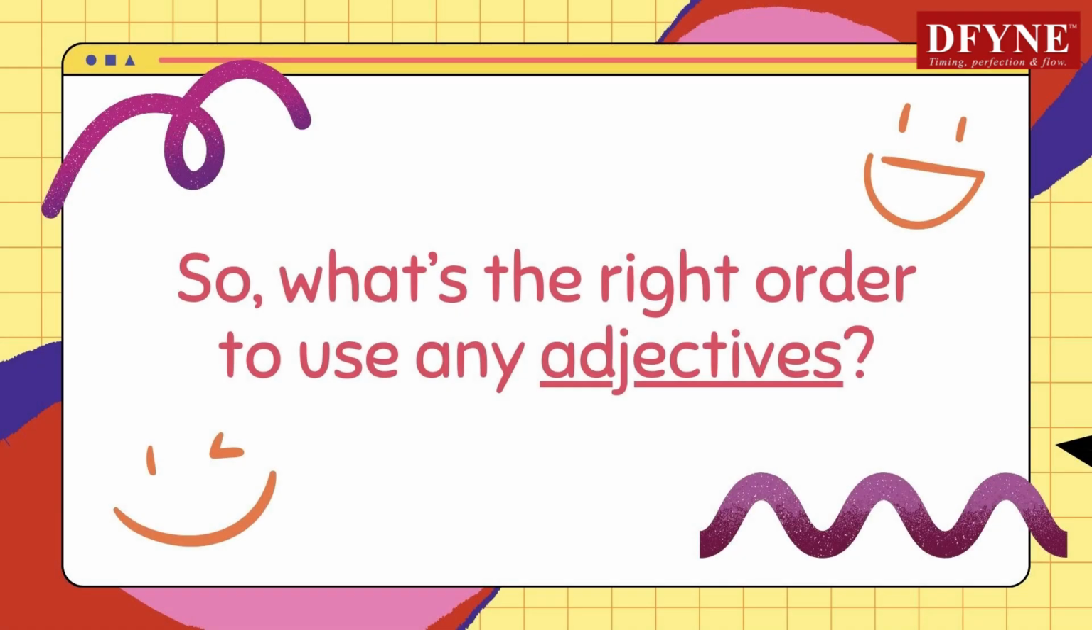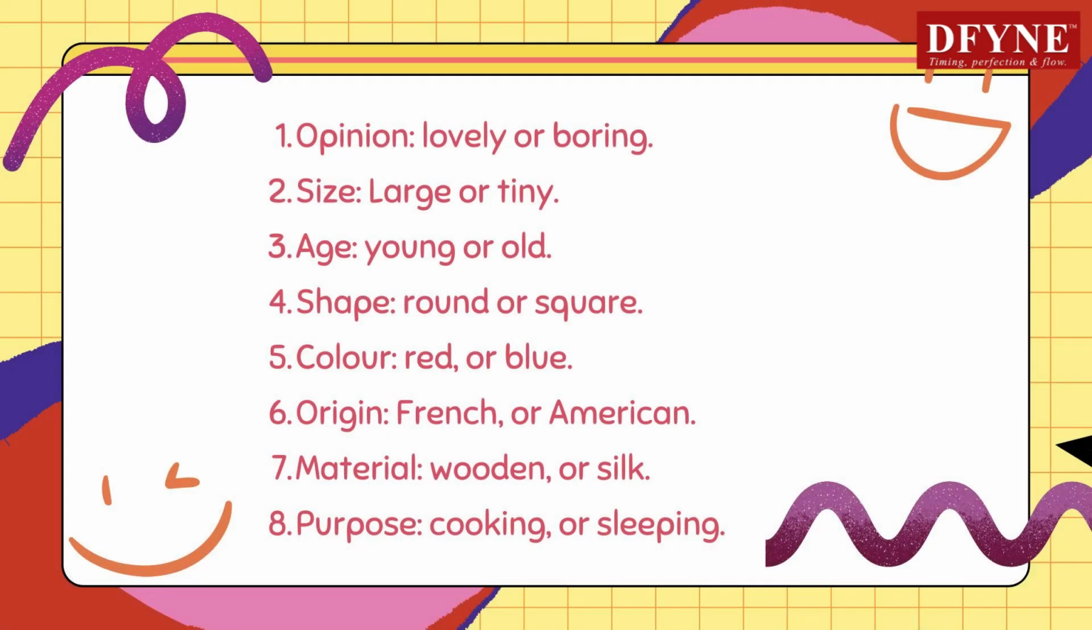So, when using multiple adjectives before a noun, follow this order. The first preference is given to opinion. For example, lovely or boring. 2. Size, such as large or tiny. 3. Age, for example, young or old, and so on.